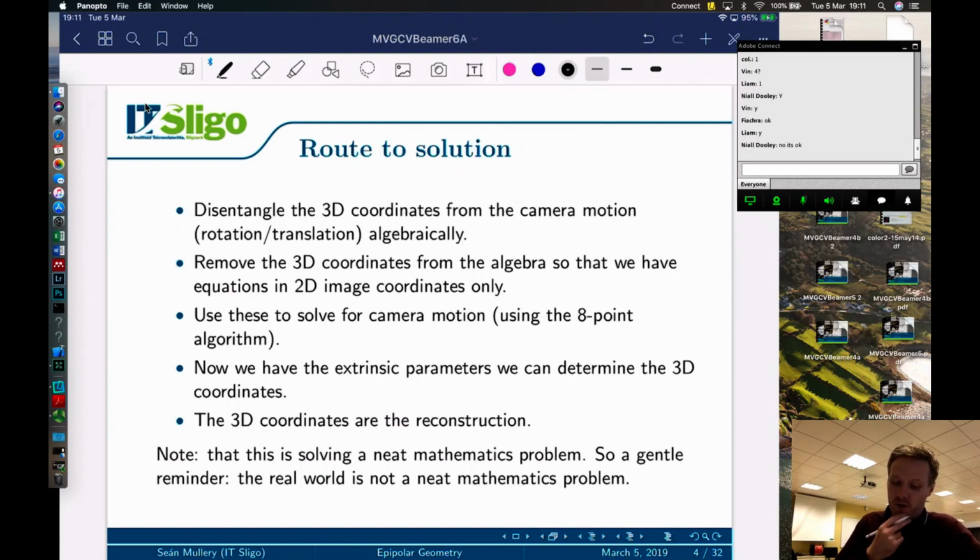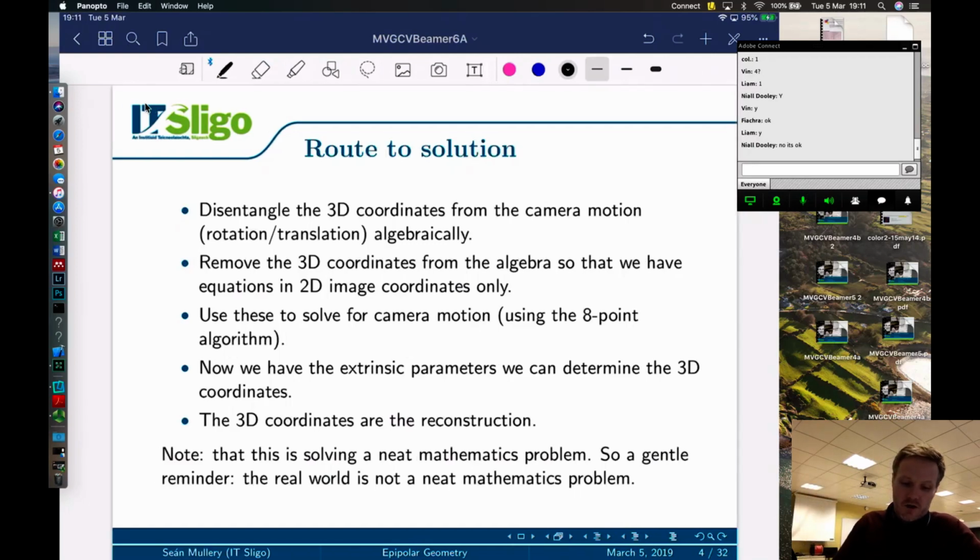We now have the extrinsic parameters, and from there we can start to work out where in the 3D world they are. So if you remember, in the beginning we said that if we have the rotation and translation, we can figure out the 3D parameters, and if we have the 3D coordinates, we can figure out the rotation and translation. We've now got the rotation and translation, so next week's lecture is about how we can reconstruct those.